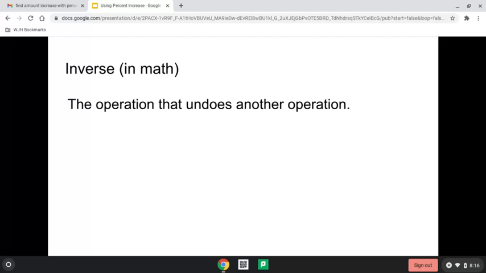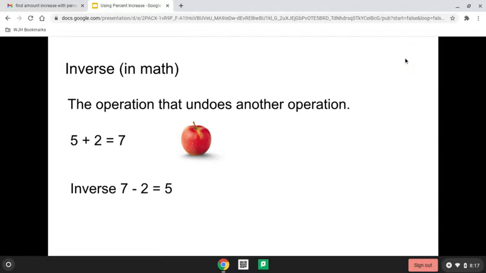So here's an example. If you have 5 apples and your friend gives you 2, you now have 7. Congratulations, you can pass kindergarten. If you want to do the inverse of that, what would have to happen is your friend needs to come and they need to take 2 apples from you. Then you would end up where you started, having 5 apples again.